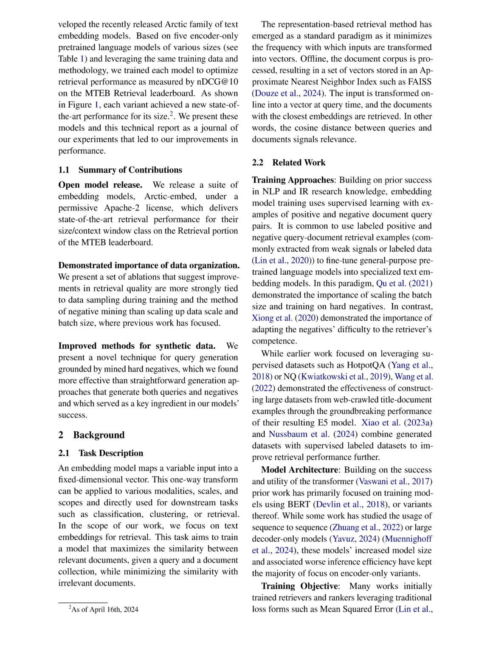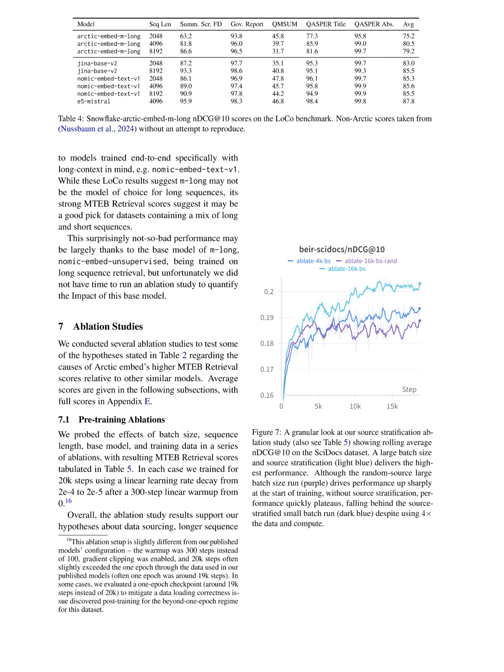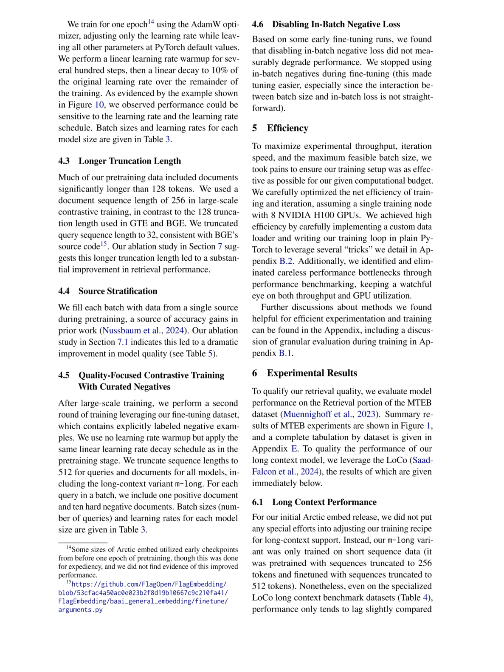4. Tunable hard negative mining. The method employs a tunable hard negative mining strategy, allowing for the identification and selection of the most effective hard negative examples for training, leading to enhanced learning and improved retrieval results. 5. Efficiency in training. The method focuses on maximizing experimental throughput, iteration speed, and batch size efficiency, ensuring effective training within computational constraints, which is crucial for practical implementation and scalability.